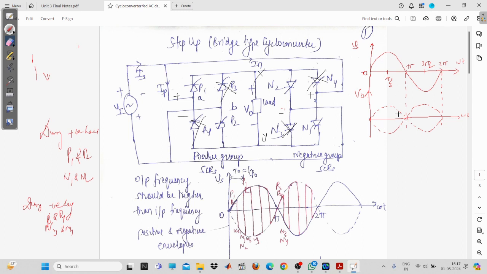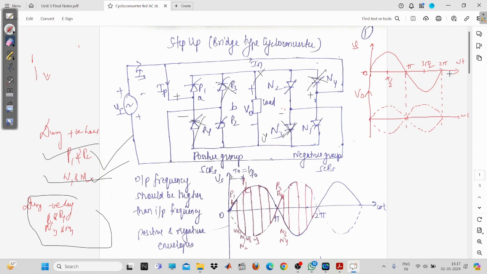During the positive half, only these will operate. So you will have to play with P1 and P2 and N1 and N2. Is it okay to you? And during the negative half, you will have to play with P3 and P4 and N3 and N4. But what I'm saying is that if you are giving a gate pulse to the positive group of SCR and to the negative group of SCR, then for the positive group you will have to follow the positive envelope, and for the negative group, you will have to follow the negative envelope. Fine. So in this way, you will have to do this.